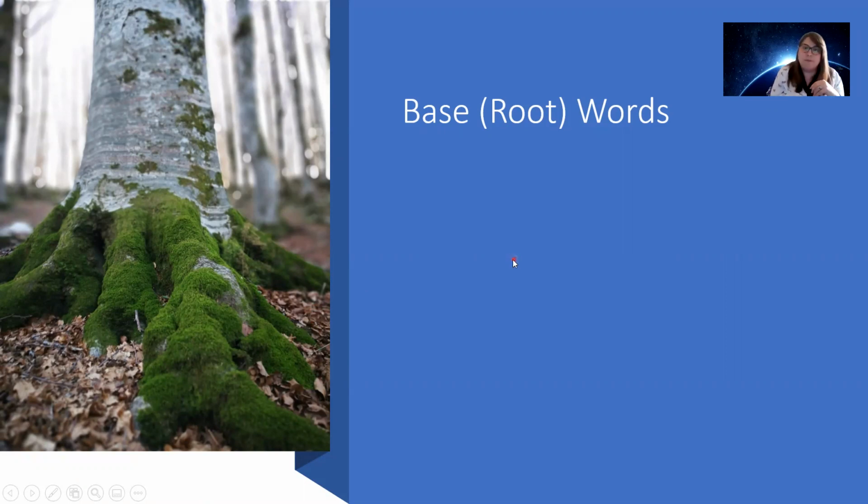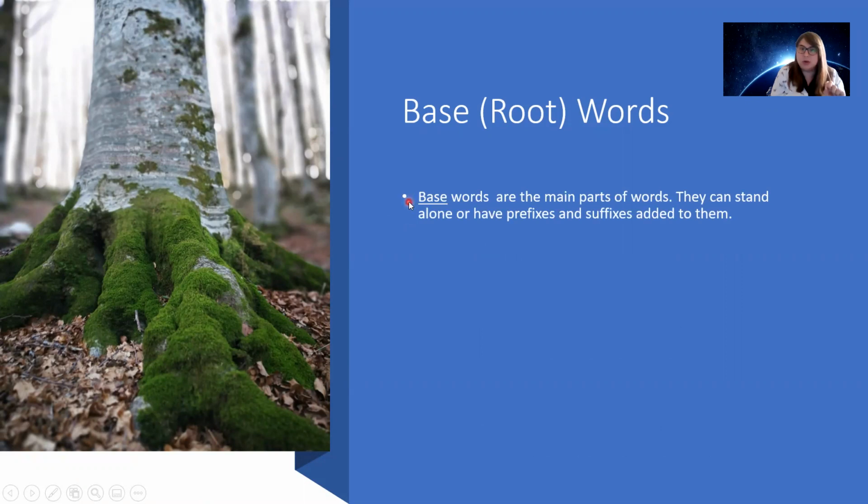Words work the same way. When we talk about a base word, these are the main parts of our word. They can stand alone, or they can have prefixes or suffixes attached to them. On your vocabulary sheet, we're going to use this first sentence as our definition of a base word. A base word is the main part of that word. And just like the roots on a tree, it's the part of the word that holds your core meaning. It's the part that can grow by adding on a prefix or a suffix. And really, it's the part that tells us what that word is really all about.